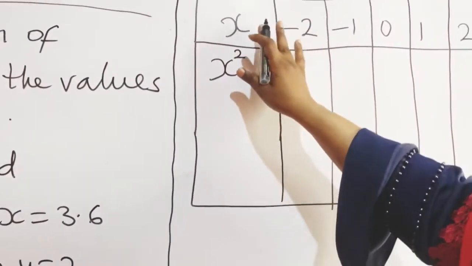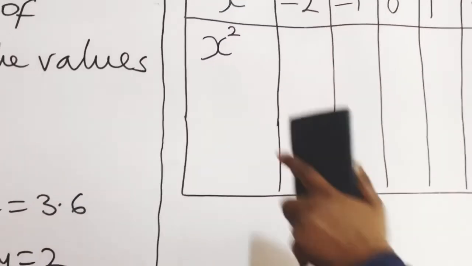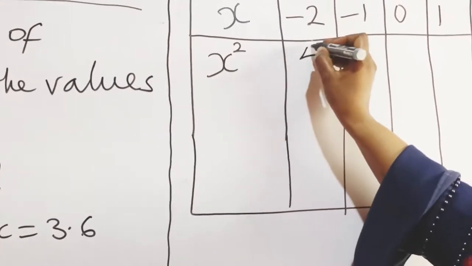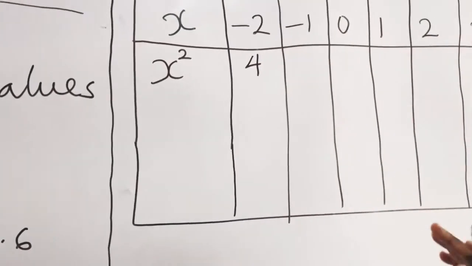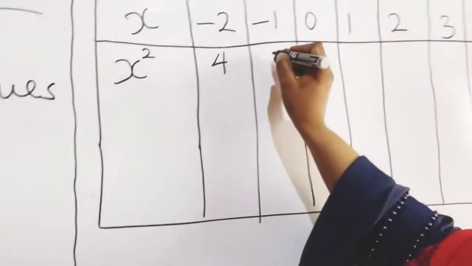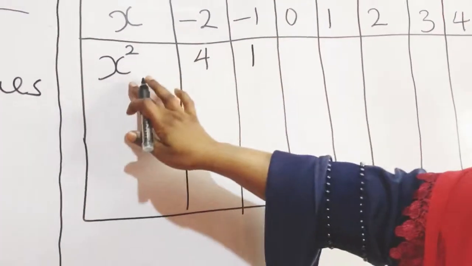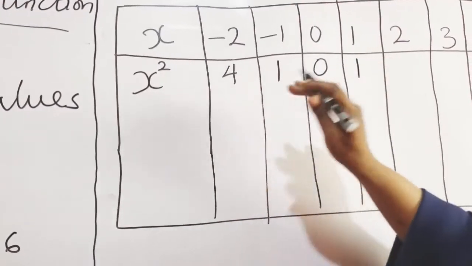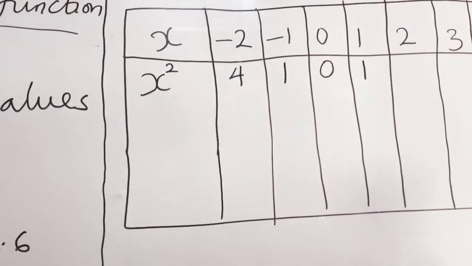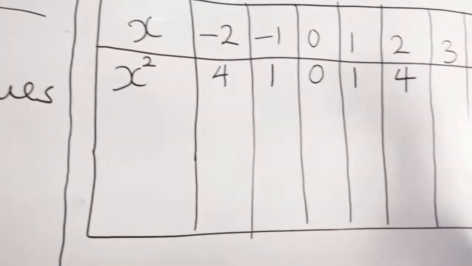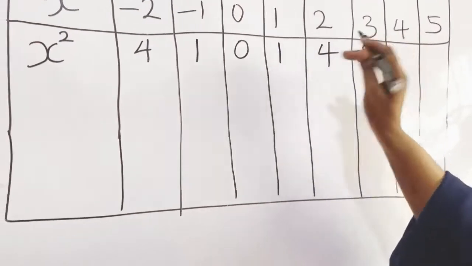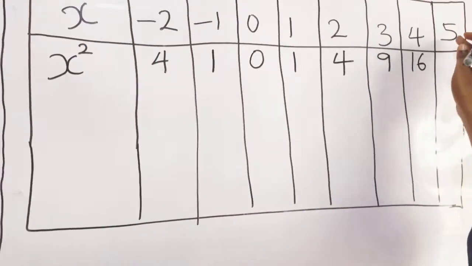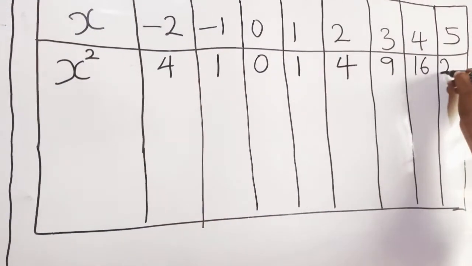Now, let's solve for x squared. So when x is equal to -2, what will be our x squared? X squared will be -2 times -2, and that is equal to 4. So when x is equal to -1, what is x squared? X squared will be 1. When x is equal to 0, x squared is going to be 0. When x is equal to 1, x squared is equal to 1. When x is equal to 2, x squared is equal to 4. When x is equal to 3, x squared is equal to 9. When x is equal to 4, x squared is equal to 16. And when x is equal to 5, x squared is equal to 25.